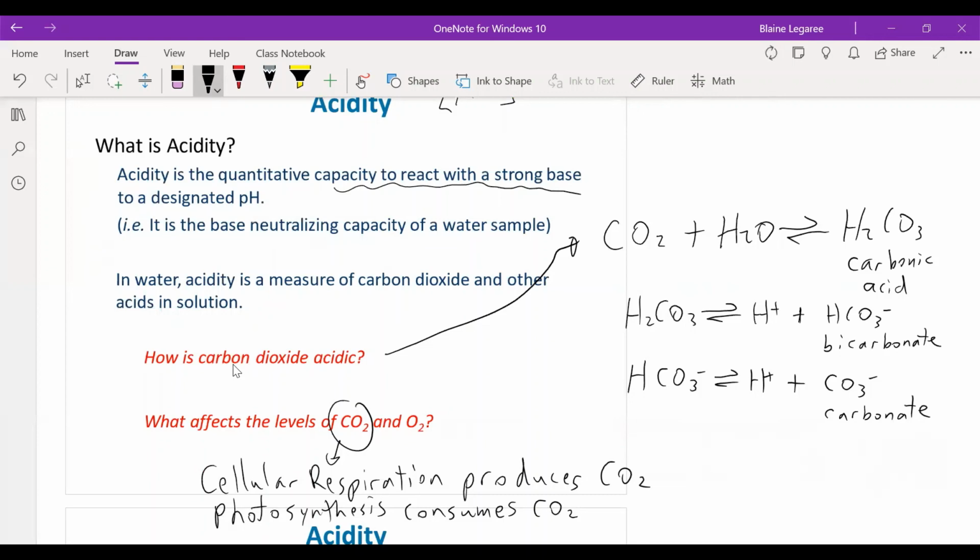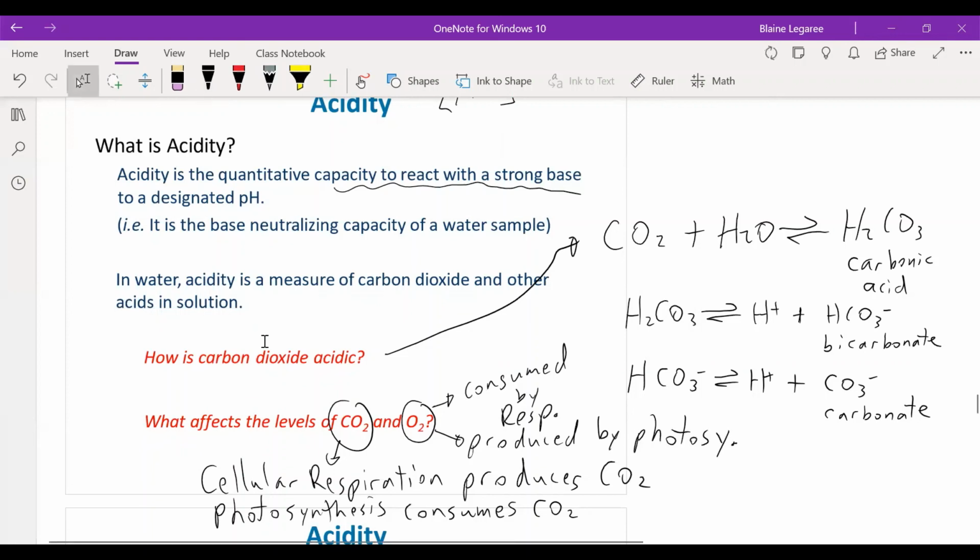And it's the reverse for oxygen. So this is consumed by respiration. I'm just going to use an abbreviation here. And hopefully you know that this is produced by photosynthesis. So those are some hints for tomorrow's lab.